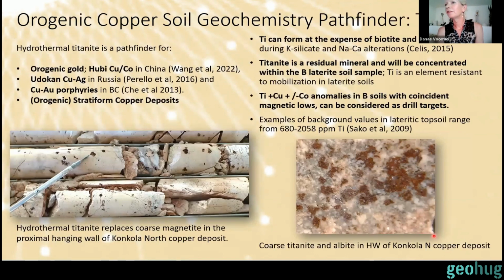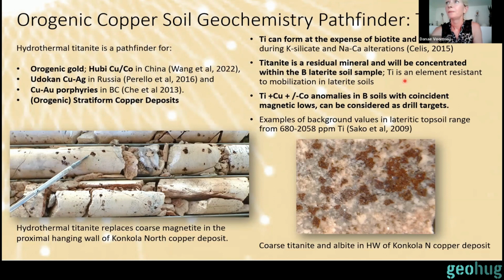This is the part I really wanted to get across, and this is sort of cutting edge information about titanium, in particular hydrothermal titanium. So titanite is a really beautiful mineral. Here you can see little wedge shapes on them, little tight corners. Here's some nice wedge shapes of titanite. Titanite, hydrothermal titanite, is a great pathfinder for mineral deposits, including orogenic gold and copper-gold porphyries, as well as these stratiform copper deposits. And why?